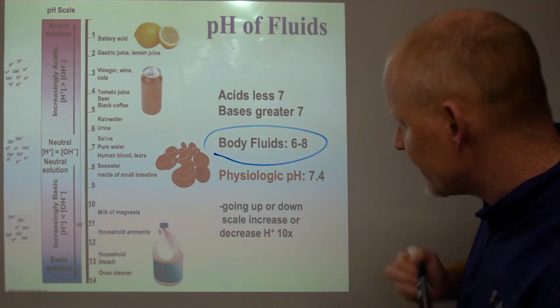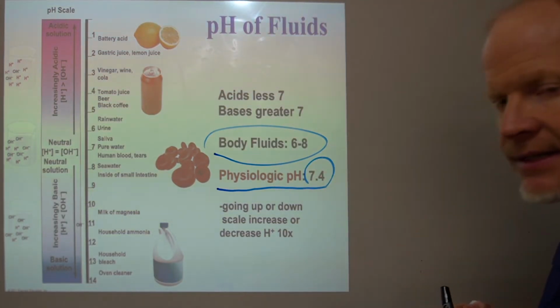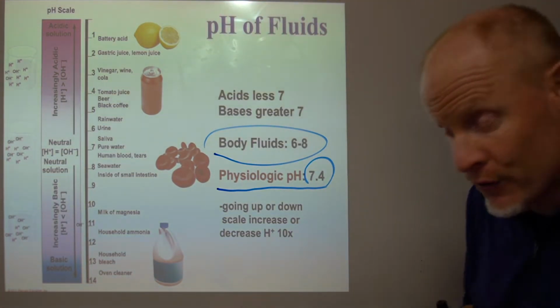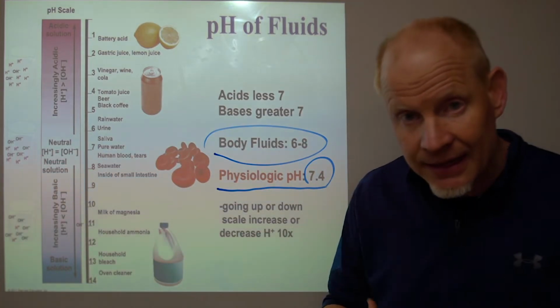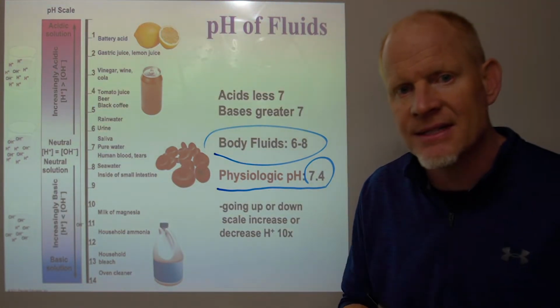Physiologic pH, when you get into a physiology class, most body solutions are this. Most interstitial fluid, for example, anywhere you go in the body, has a pH just above 7, so it's slightly basic, about 7.4.